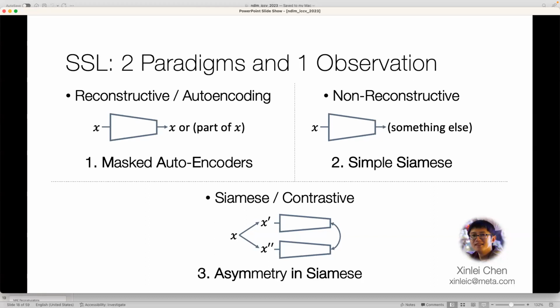I guess I'll take this question offline because I'm less familiar with the Fourier transformations and medical images, but I'm happy to discuss it. Yeah, I haven't worked on medical images myself.